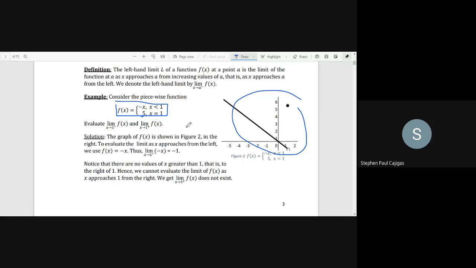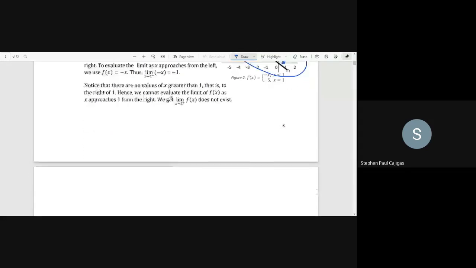So the limit of f of x as x approaches from the right. It is undefined from the right. We have no limit from the right, because we have no x values from the right. Only from the left. And we saw that it is going to that number. So again, we just substitute 1. We substitute it here, so it becomes negative 1.